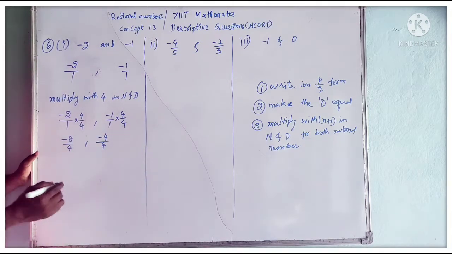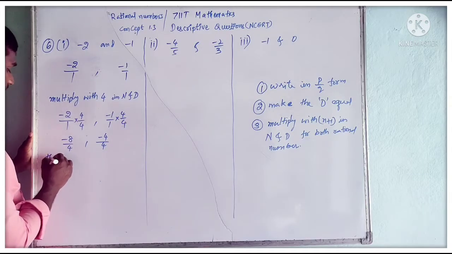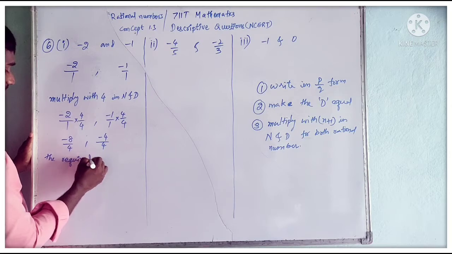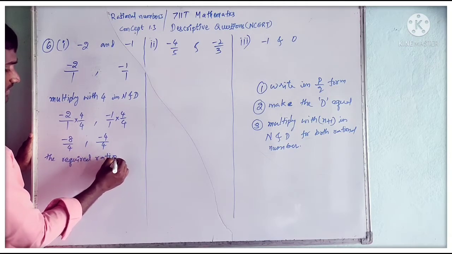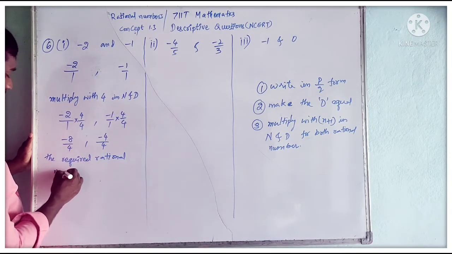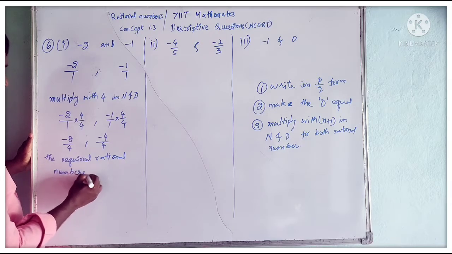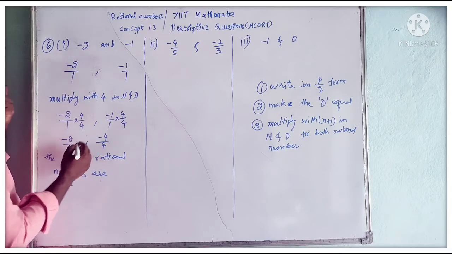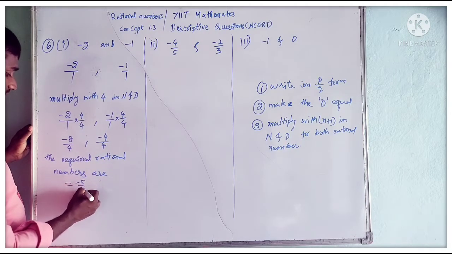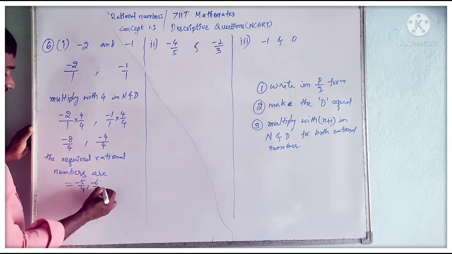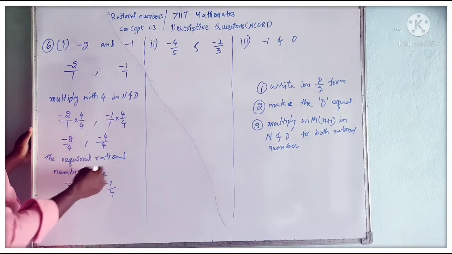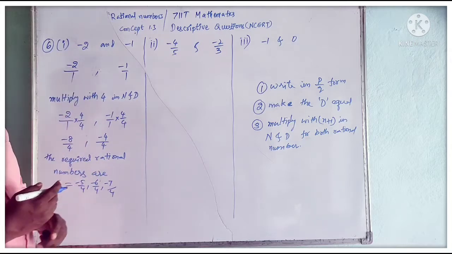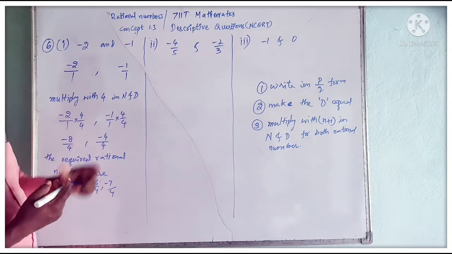How many rational numbers do you need? The required 3 rational numbers between them: minus 5 by 4 will be there, minus 6 by 4 also, minus 7 by 4 between these. Yes, so these are the required 3 rational numbers between minus 2 and minus 1. And now I am going to solve the second one.